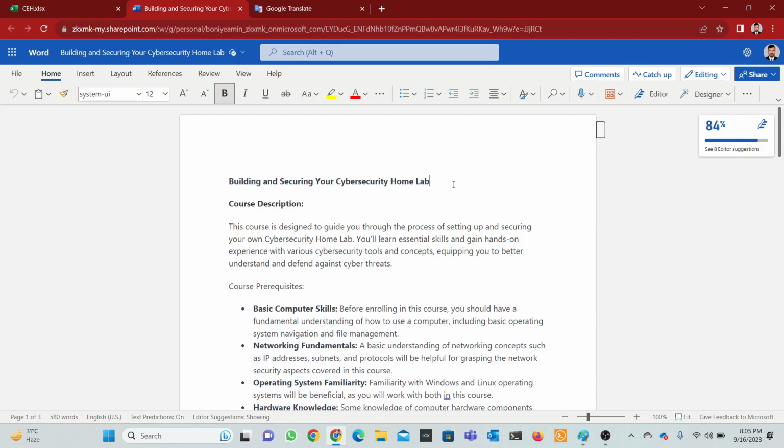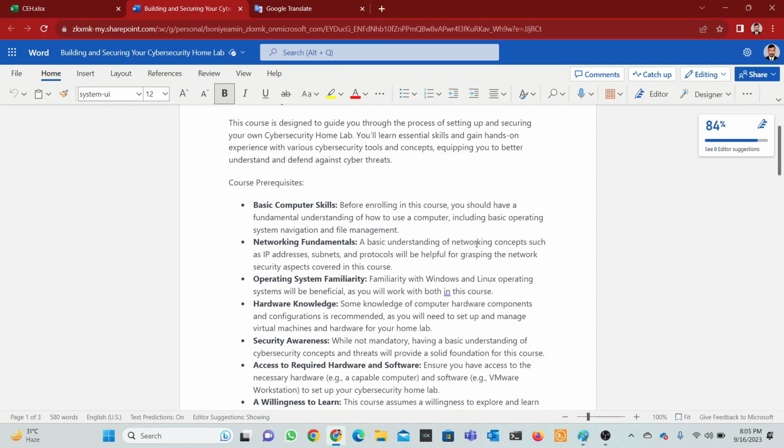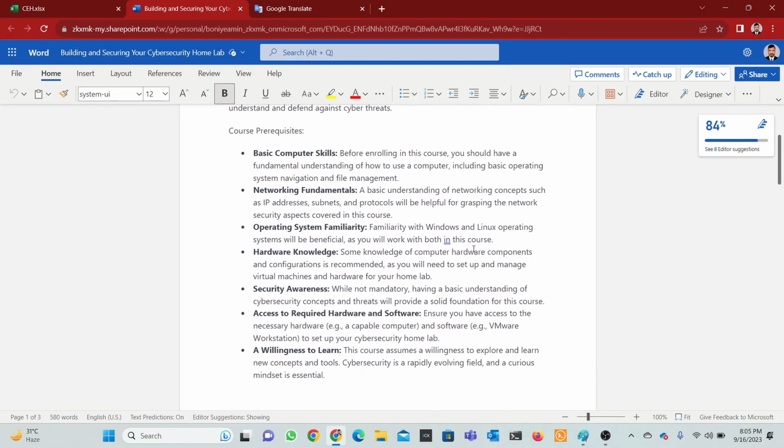Be familiar with Windows and Linux operating systems. I work on Linux and Windows based operating systems, so that's why you should know Windows and Linux operating systems and hardware knowledge, like how to utilize and manage your hardware, the hardware requirements.